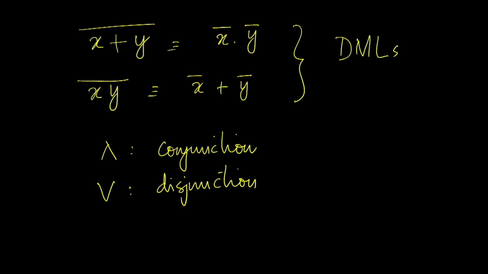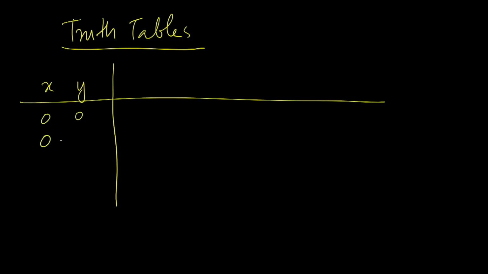We say that these two are equivalent. The left hand side is equivalent to the right hand side. But how do we show this? We can show this using truth tables. So, the two variable versions of De Morgan's laws can be shown like this. Take the two inputs x and y and consider all possible inputs 0 0, 0 1, 1 0 and 1 1. Then the complements of x and y would be these.